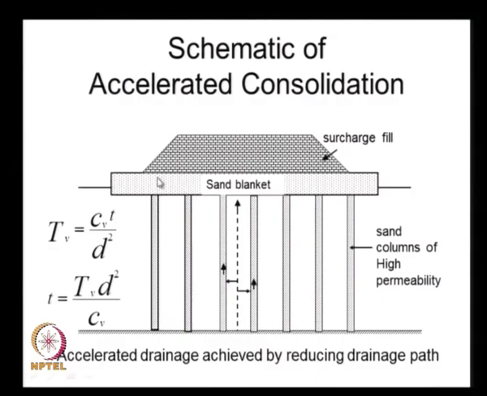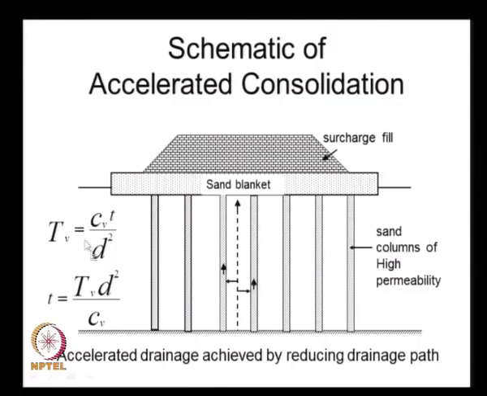Here we see an illustration of the construction of an embankment on a soft clay of certain thickness, and if it has to consolidate under the applied load, the water particle has to travel all the way from this depth up to the surface. Whereas if we install a very large number of highly permeable sand columns, which are known as sand drains, schematically illustrated here, the maximum length a water particle has to travel to escape from the soft clay is only this much.